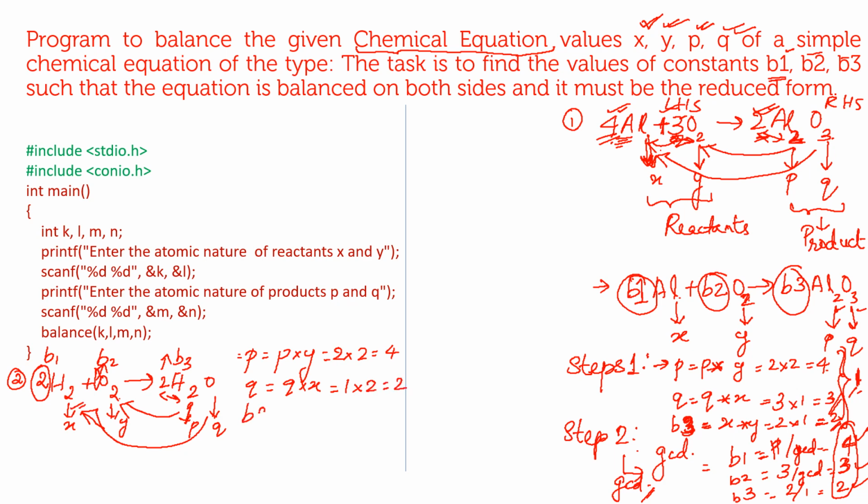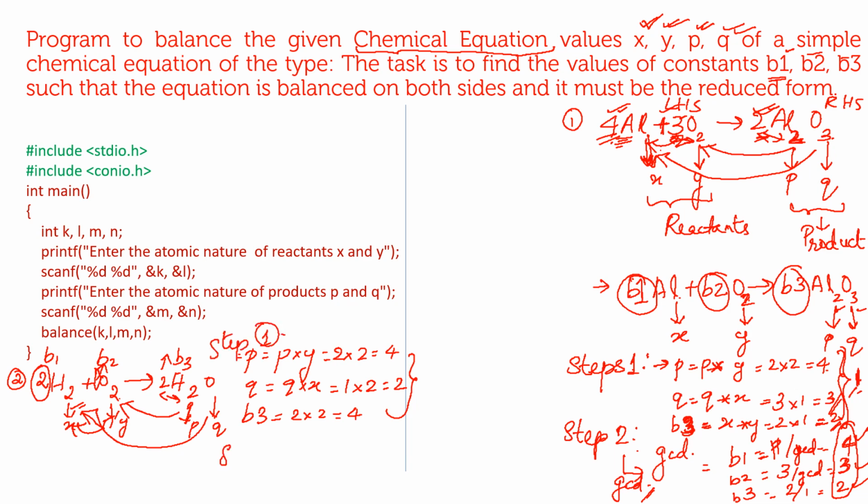And now what is your B3 coefficient? X into Y. So this is your third step. What is your X into Y? 2 into 2, which is equal to 4. So 4, 2, 4. This will be your step 1.